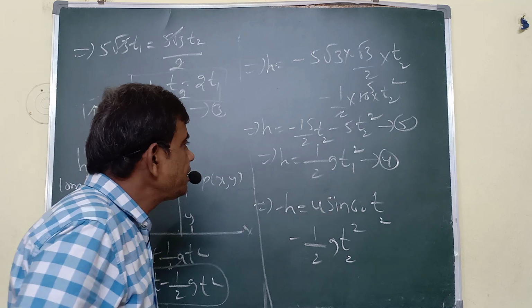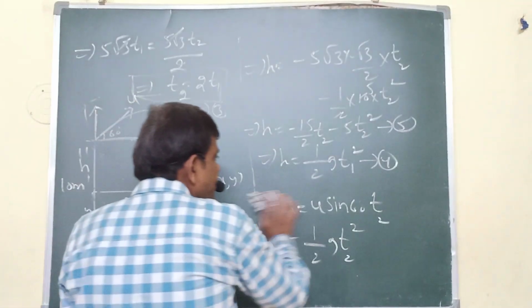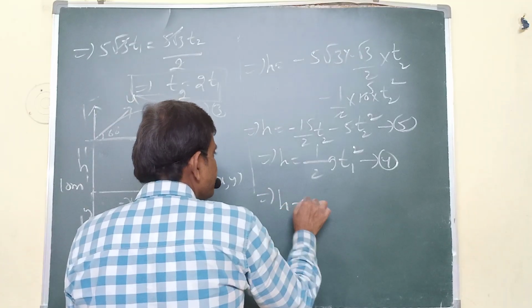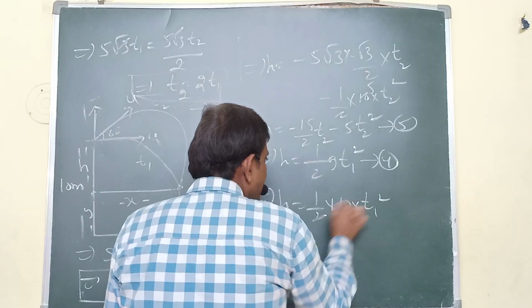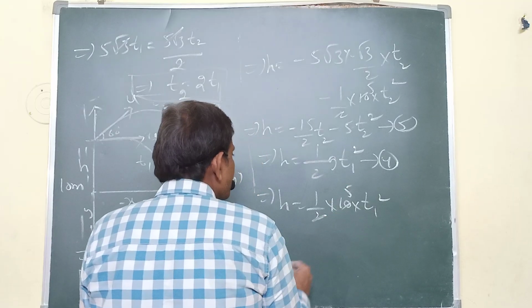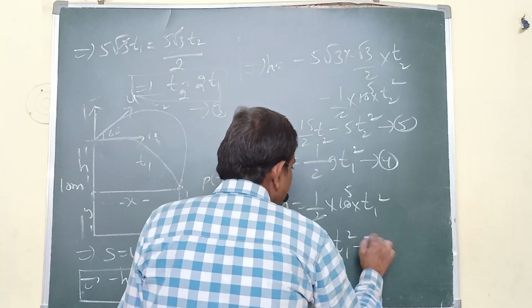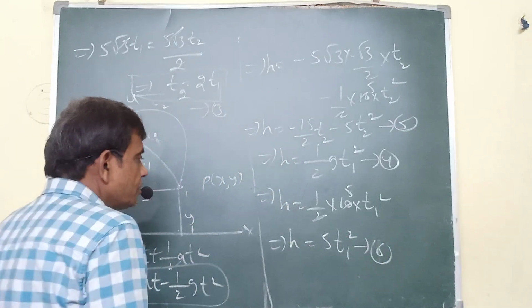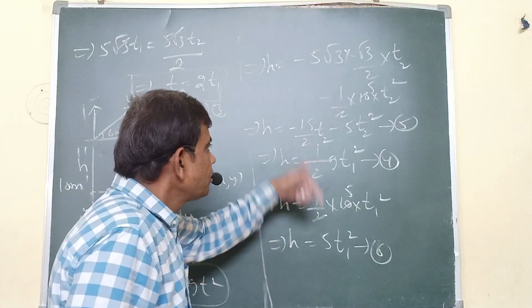Again in the 4th also you write g equals to 10. Then what happens? H equals to half into 10 into T1 square, so what is this? 5 T1 square. This is the 6th equation I am taking. So this also H, this also H. Now what I am doing? Both you compare.